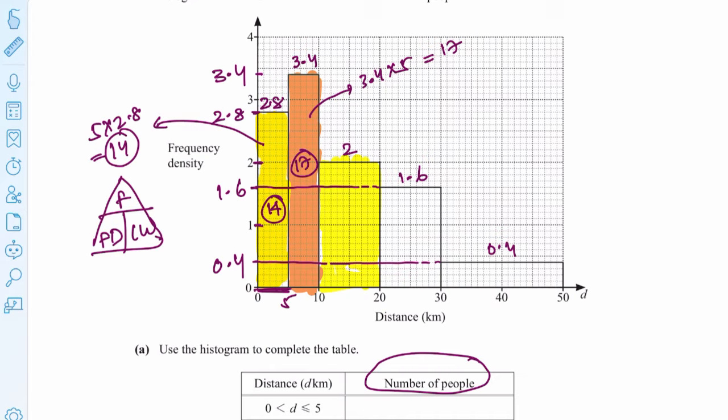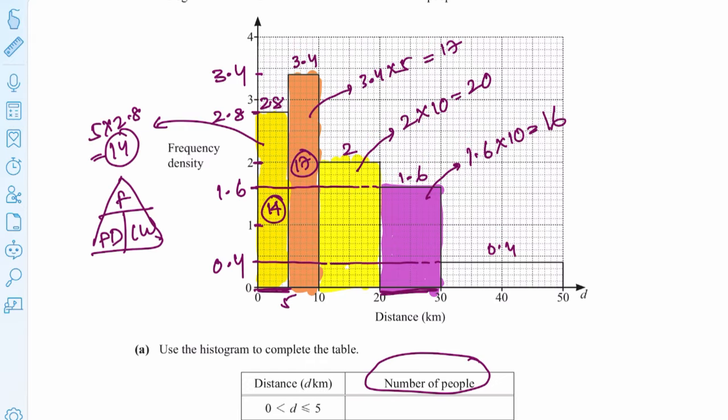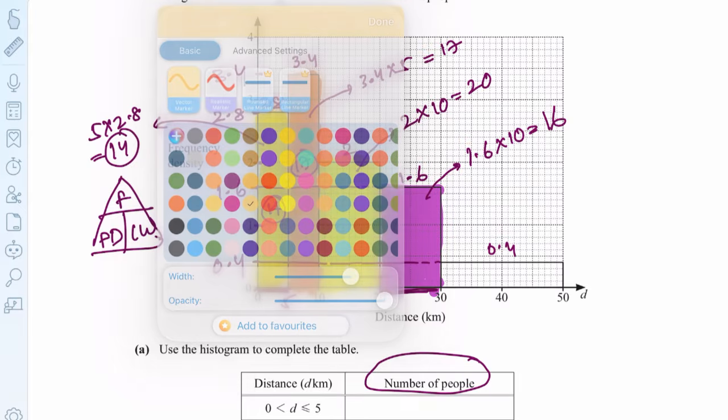So here the class width is given 10, because 10 to 20. So now the height given 2 times 10, this one we got 20. Okay, yes. Now next, this one, the height is given 1.6, right? So 1.6 times 10, the class width, we're talking about this, right? This is 16.